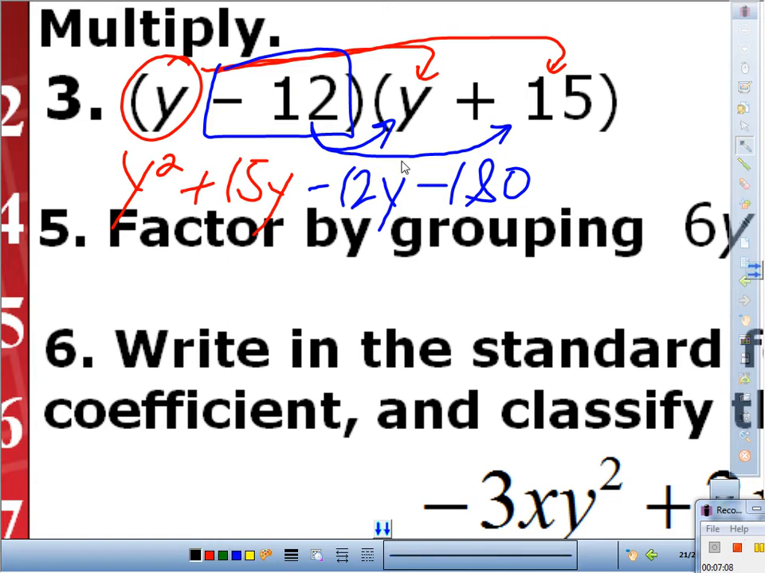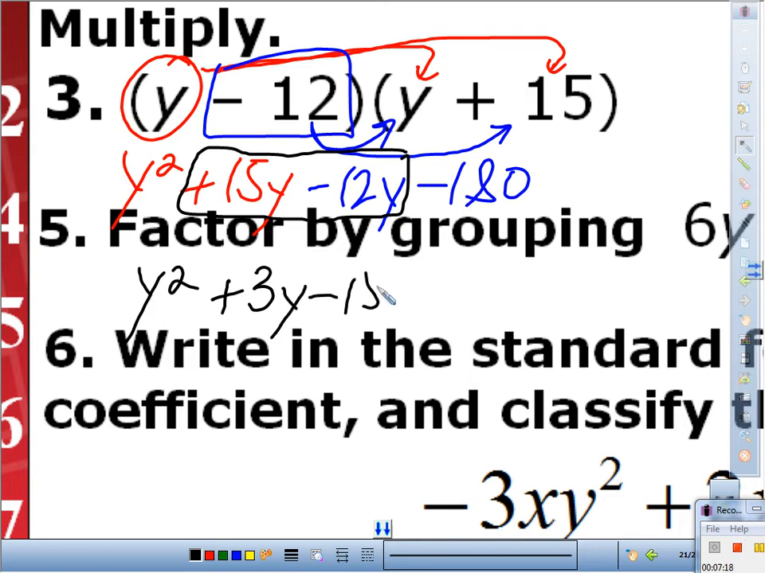Can I combine like terms? Yes, right here. So I'm left with y squared. 15y minus 12y, that's positive 3y. And bring down negative 180. Hands if you got that. Okay, good.